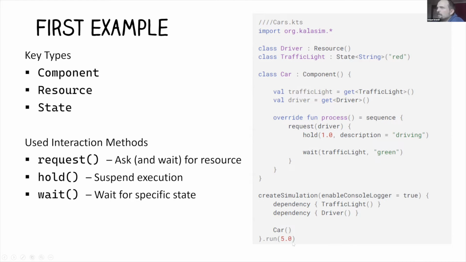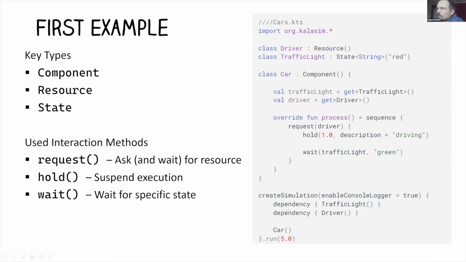And what we see here are the key types: the components with process definitions, the resources, which are just limited, so they might be a bottleneck. And we have the state, which allows us to wait for certain states in a simulation model.